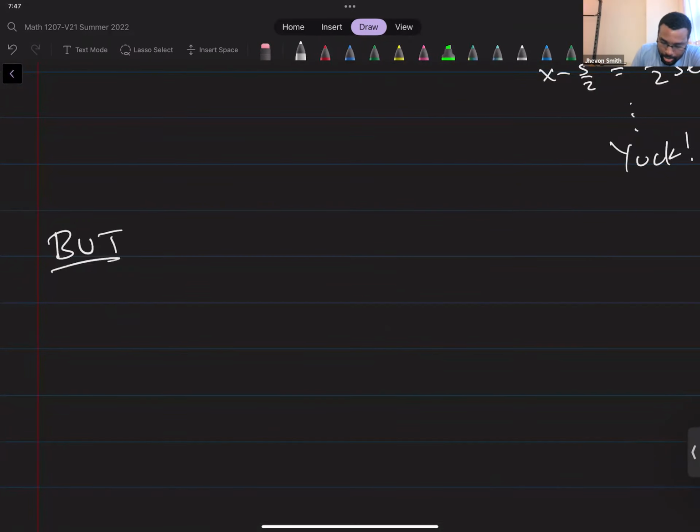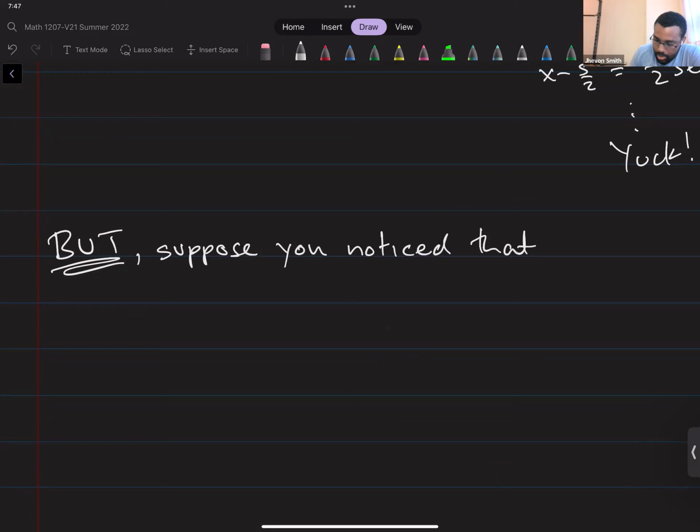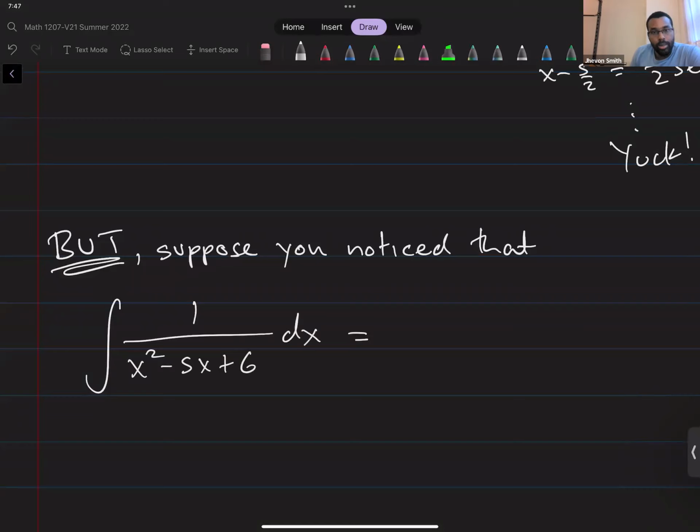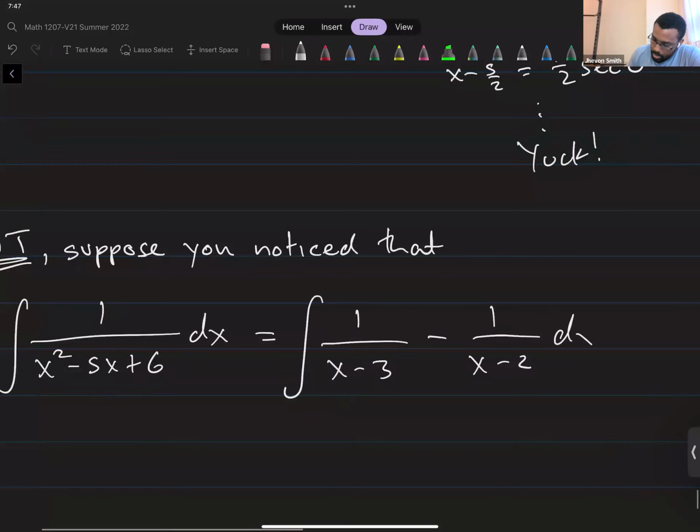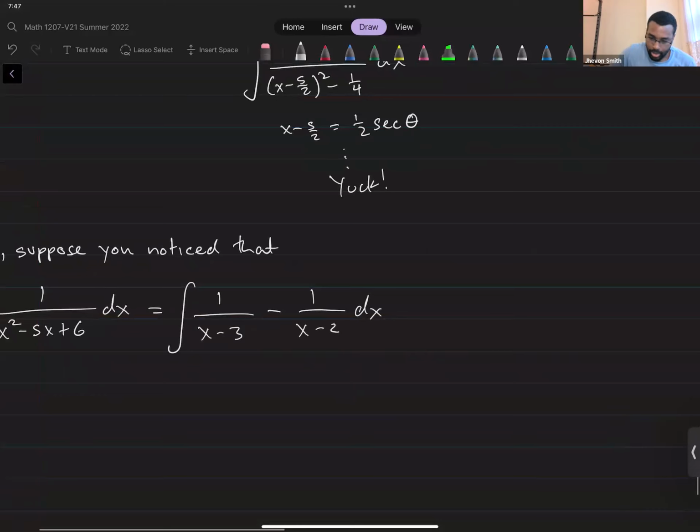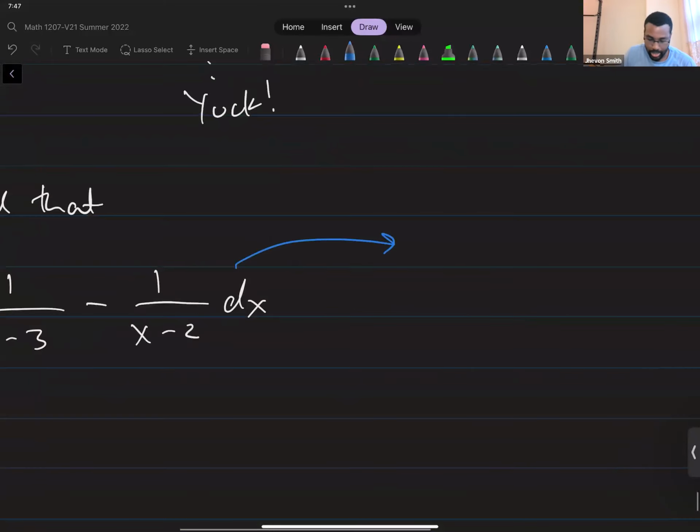But suppose you notice the following. This integral that I asked you to do is actually equal to this integral. Oh, you guys don't look convinced. Okay, let's actually do it.